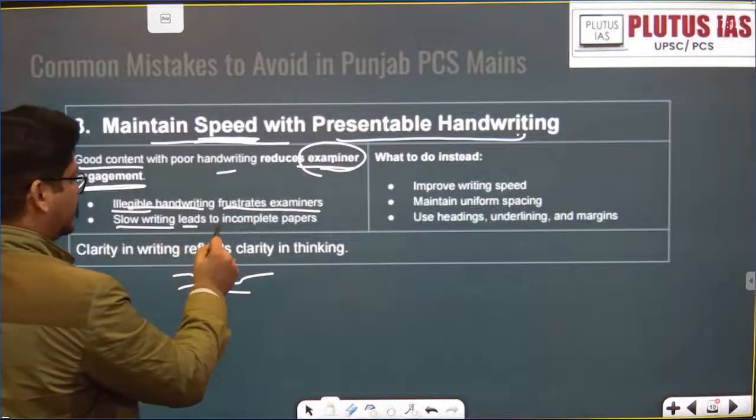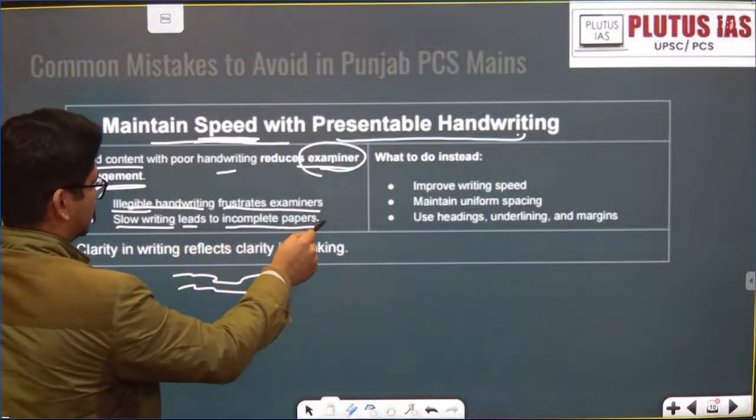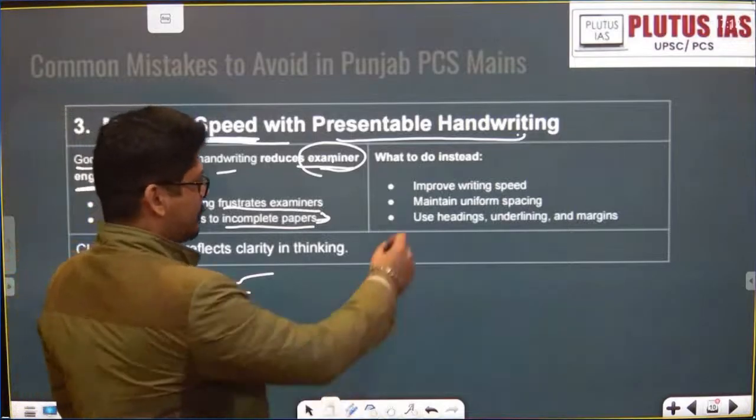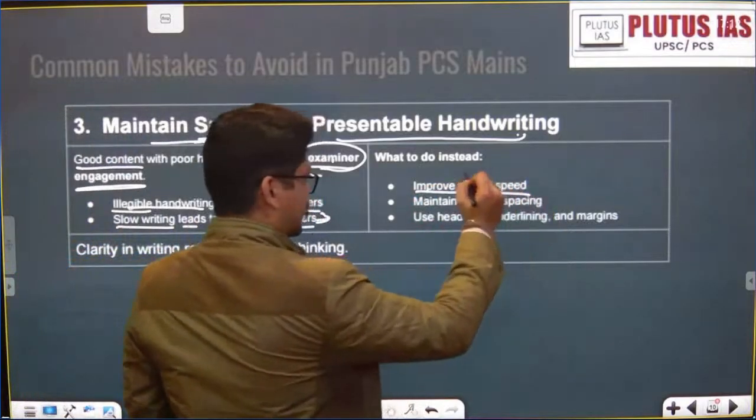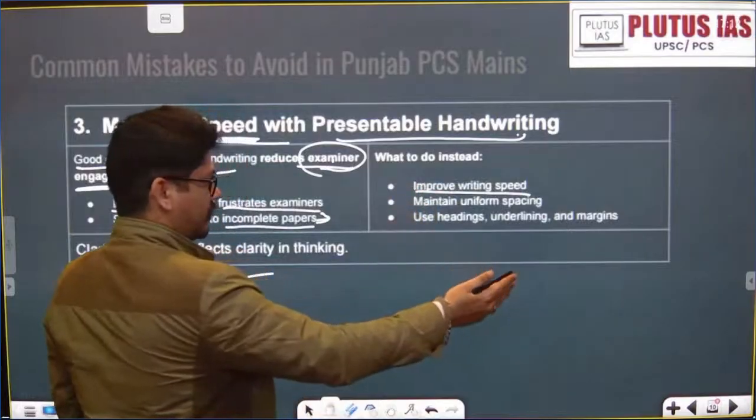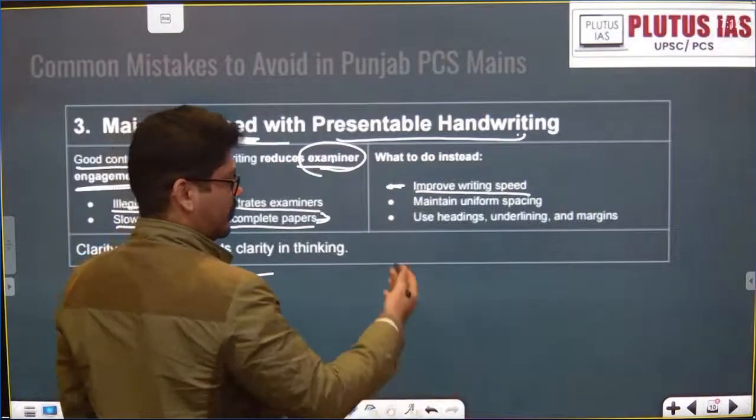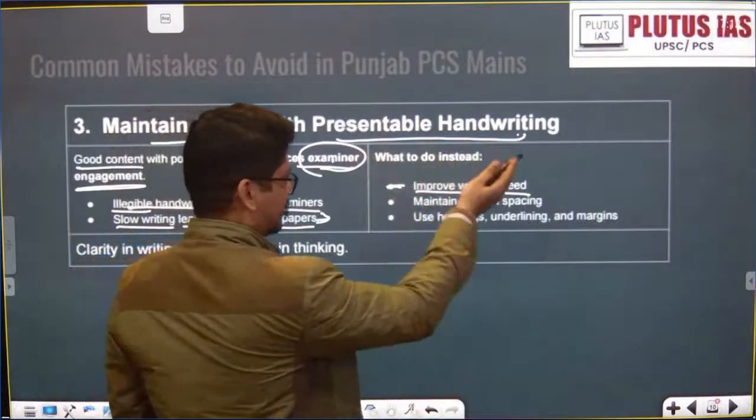Slow writing leads to an incomplete paper. This will push you out of the game. So what to do instead? Improve your writing speed. I think at this stage of your preparation, I need not tell you how to improve your writing speed or the presentation of your handwriting.